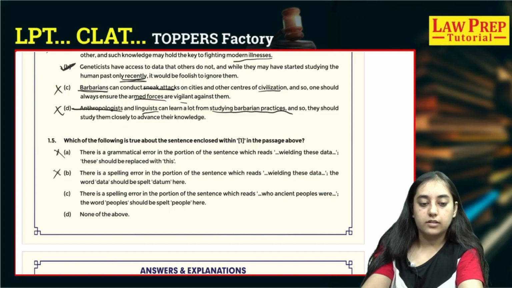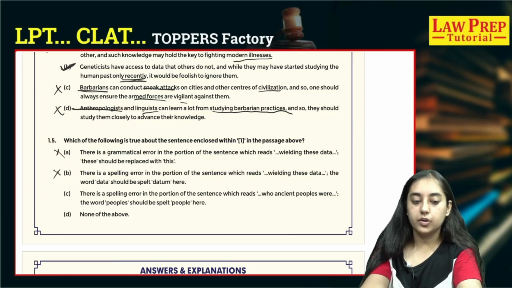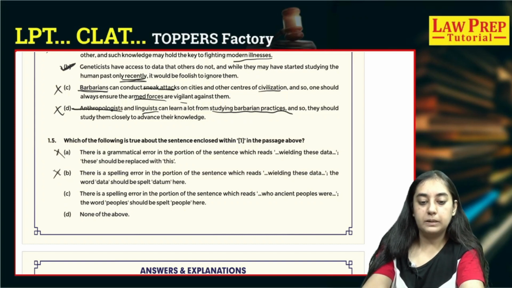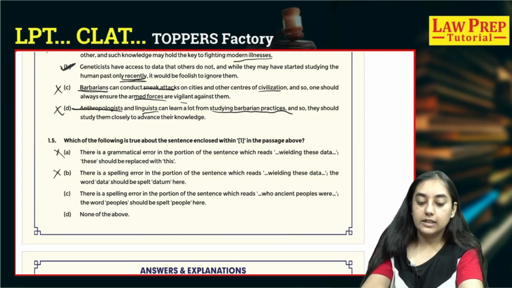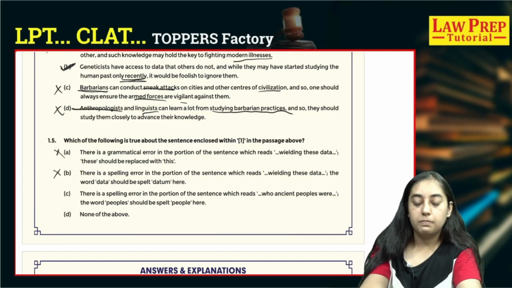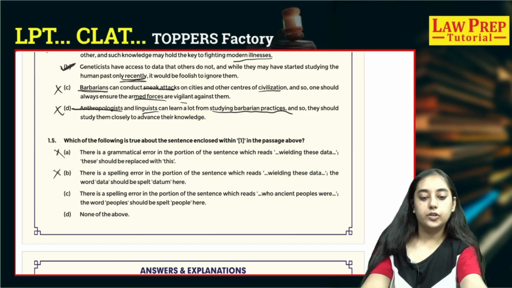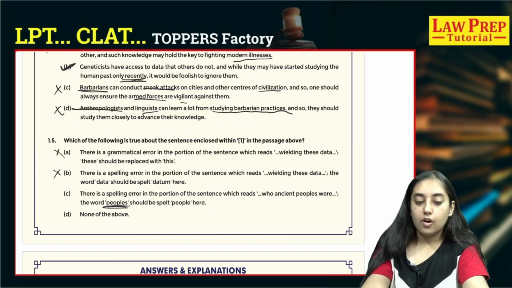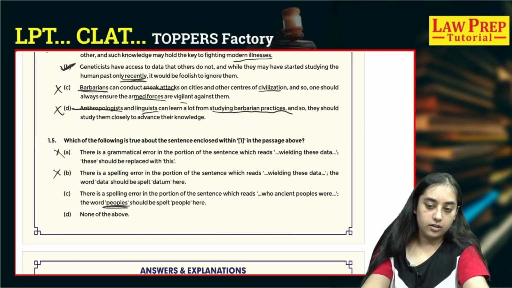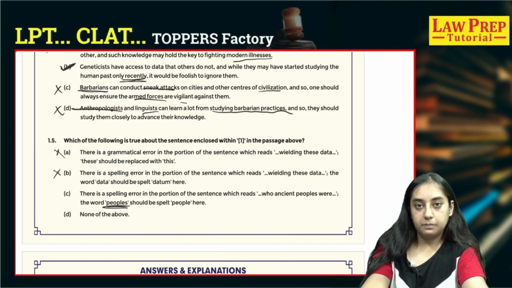Option C, there is a spelling error in the portion of the sentence which reads who ancient peoples were. The word peoples should be spelled people here. Okay, so I am sure that a lot of you might have marked this as your answer, because it does seem that people is used plural, that people are doing their work, people are watching a video, people are attending classes. But there is another usage of the word peoples, and if you are not aware of the usage of peoples, you might have marked this option. So I'll tell you the difference between people and peoples.